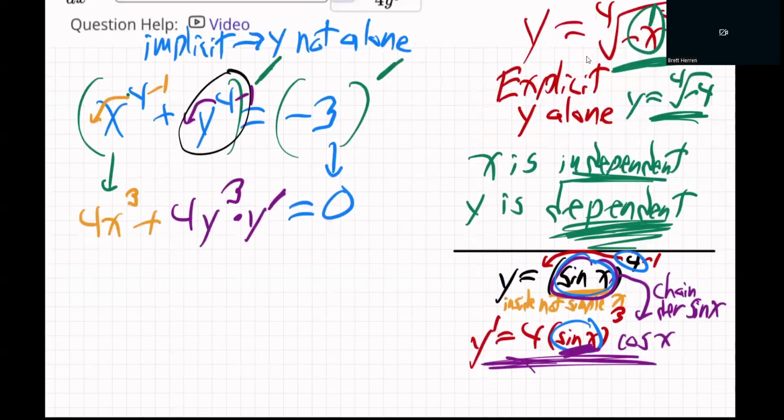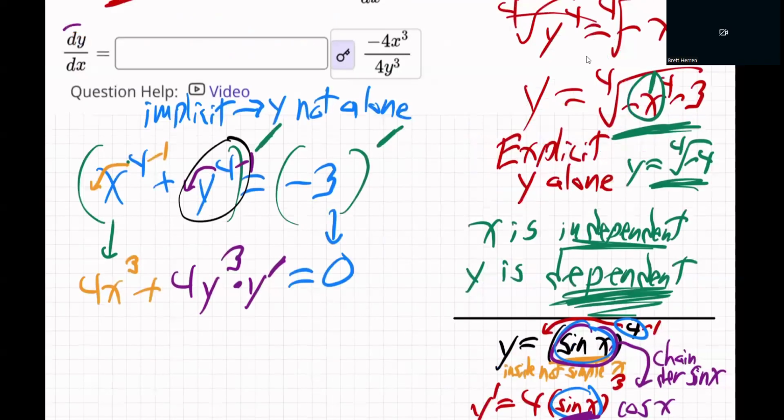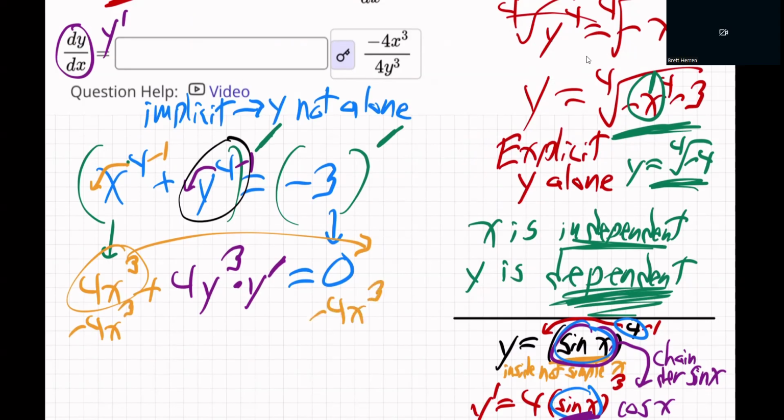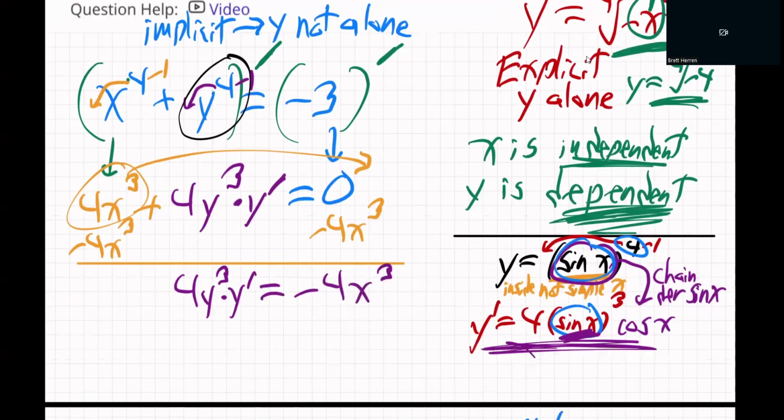All right, so how do you finish the problem? Well, they want us to do dy/dx. That's the same as y prime. How to do that? I'm just going to grab this 4x cubed, jump it to the side. Really, I'm subtracting 4x cubed from both sides, but just trying to save some time in my process. So then we get 4y cubed times y prime equals minus 4x cubed.